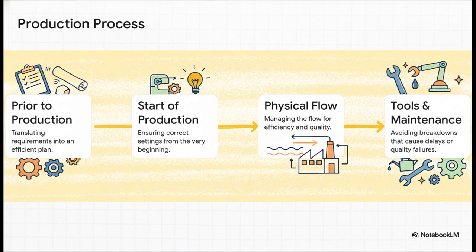Now this is where things get really interesting. We're not just taking a quick walk through the factory. No, we're breaking down the entire production phase. We're looking at how they plan before production even starts. We're checking their machine settings at the very beginning to make sure quality is built in. We're looking at how materials flow through the plant to keep things efficient. And yeah, we're even checking their maintenance schedules to make sure a surprise breakdown doesn't derail everything.